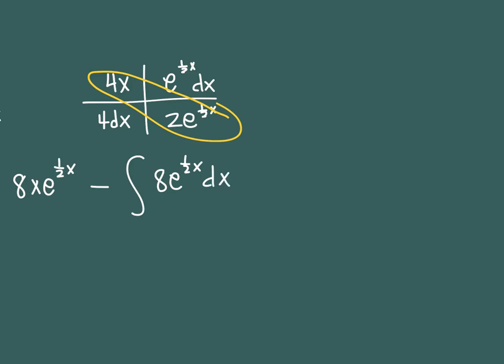And now we breathe a sigh of relief because that one is integrable as it is. So I will have 8x e to the half x minus the antiderivative of this, which would be 8 e to the half x divided by the half and the natural log of e. So I want to clean all that up, and it would be better if I put a 16 out in front. Plus c, because I'm done.